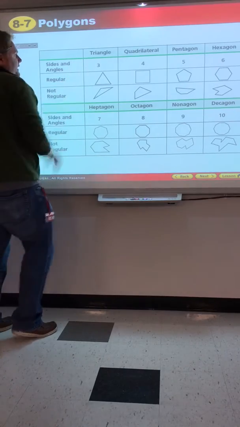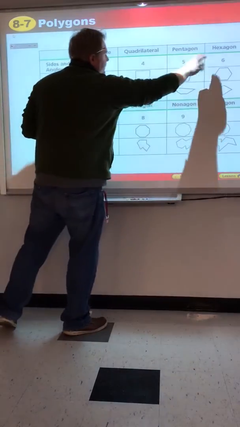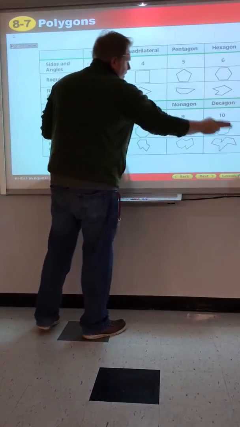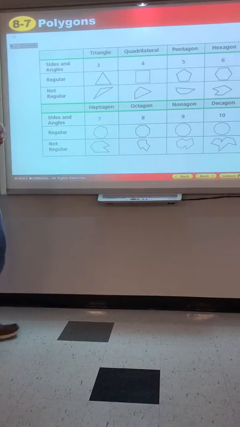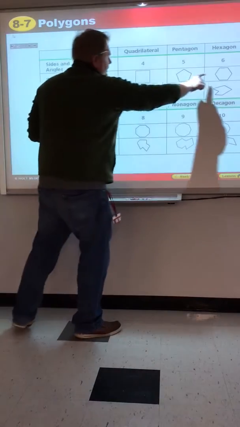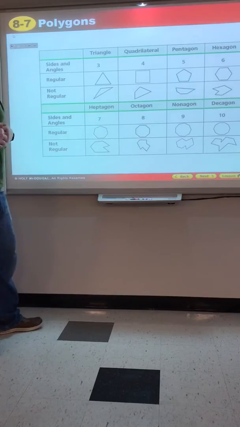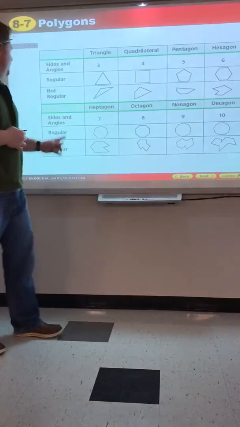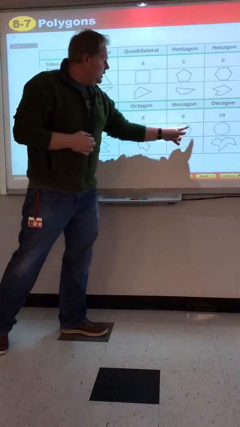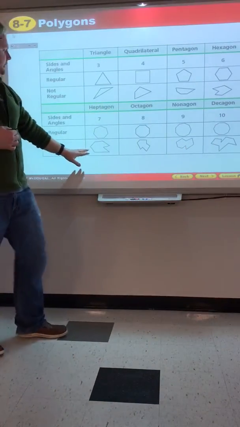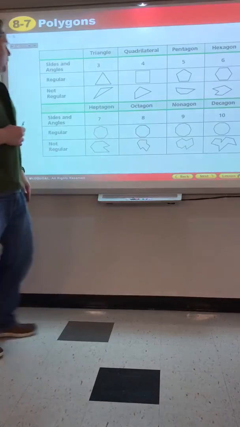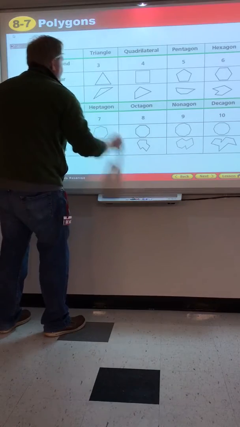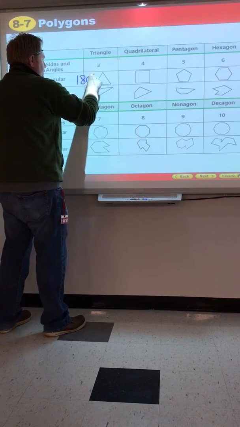Triangle, 3 sides. Quadrilateral, 4. Pentagon, 5. Hexagon, 6. Heptagon, 7. Octagon, 8. Nonagon, 9. And decagon, 10. Notice, if they're regular, all sides are the same. All angles are the same. If they're not regular, they don't have to match up. Regular, all sides, all angles the same. Not regular, they don't have to match up. However, a triangle that's regular and a triangle that's not regular, both have 180 degrees.